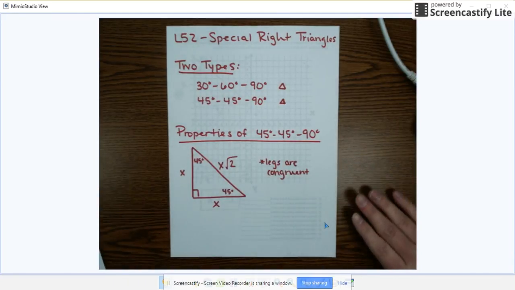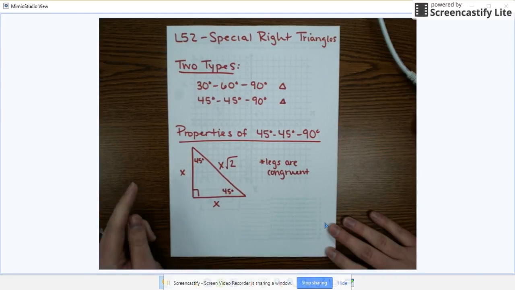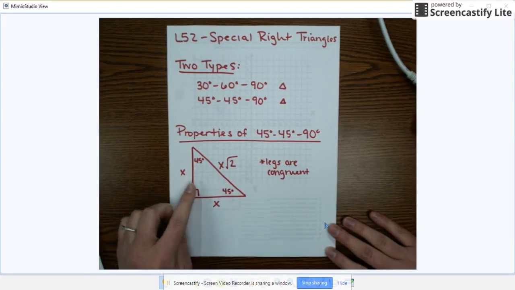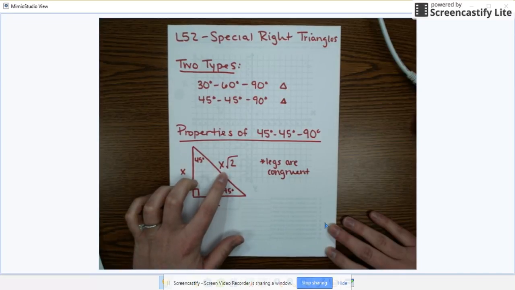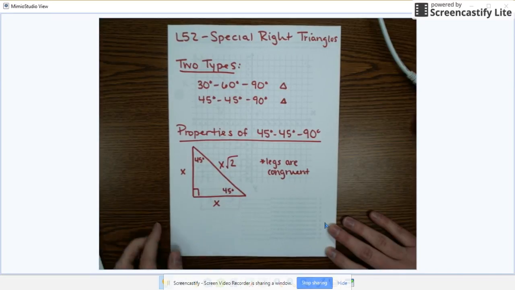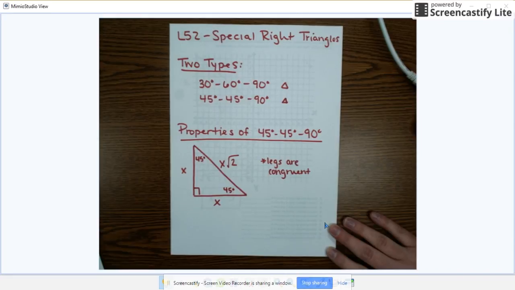Here is a picture of it. Knowing that two of our angles are 45, we know that it's an isosceles triangle. So both of these legs are going to be congruent. And then to get the length of your hypotenuse, you're going to multiply by root 2. So this will apply every single time you have a 45, 45, 90 triangle.